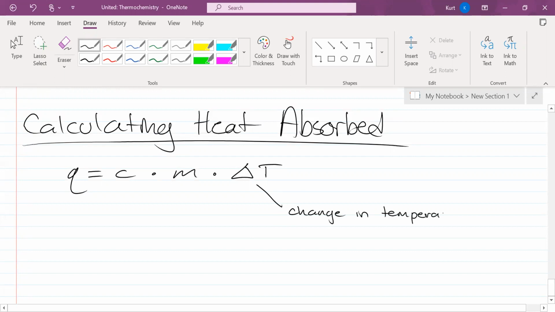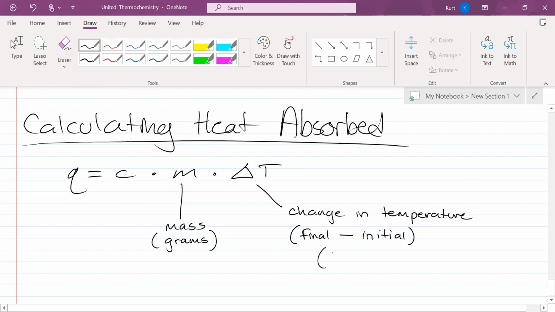Do you know how you find the change in temperature? You have to do final minus initial. Your final temperature minus your initial temperature. M stands for mass. And this is going to be measured in grams. Oh, by the way, temperature is going to be in Celsius. Forgot to say that.